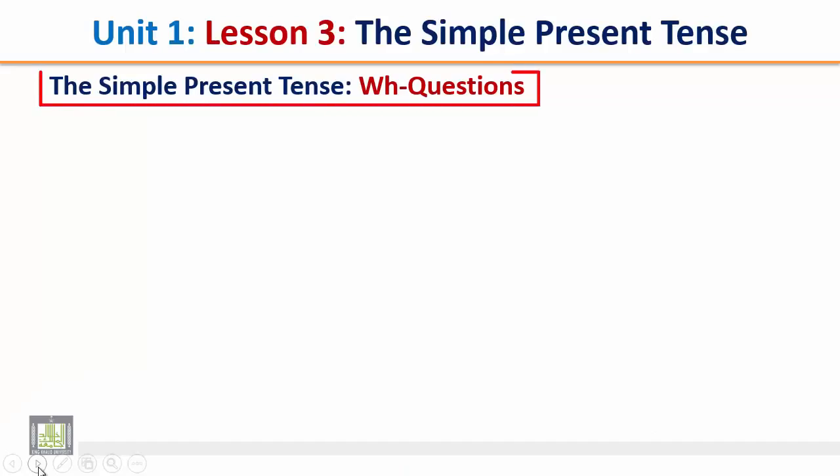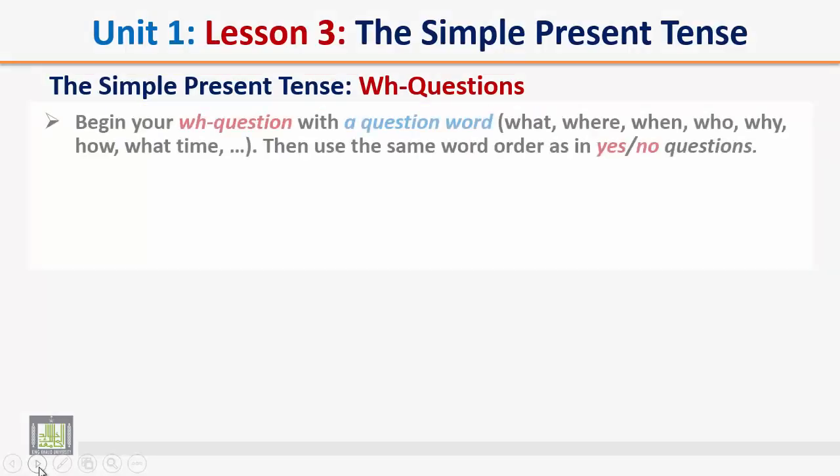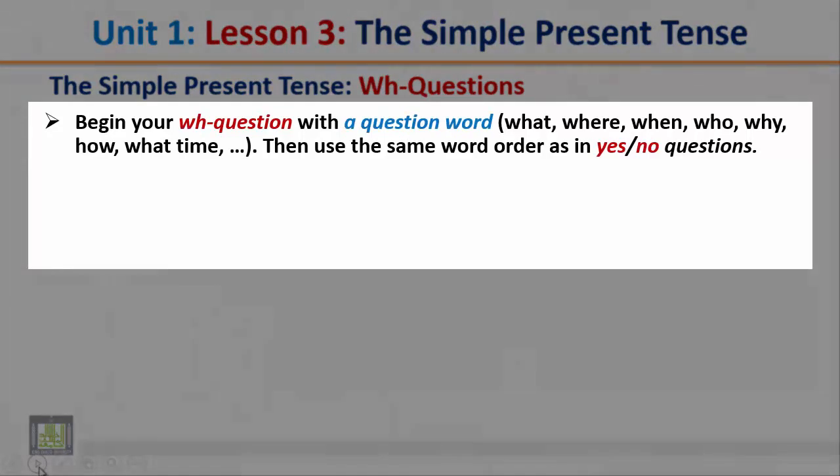The simple present tense WH questions. Begin your WH question with a question word. So in WH questions, we start the question with a question word. For example, what, where, when, who, why, how, what time, etc. Then use the same word order as in yes/no questions. The same word order.